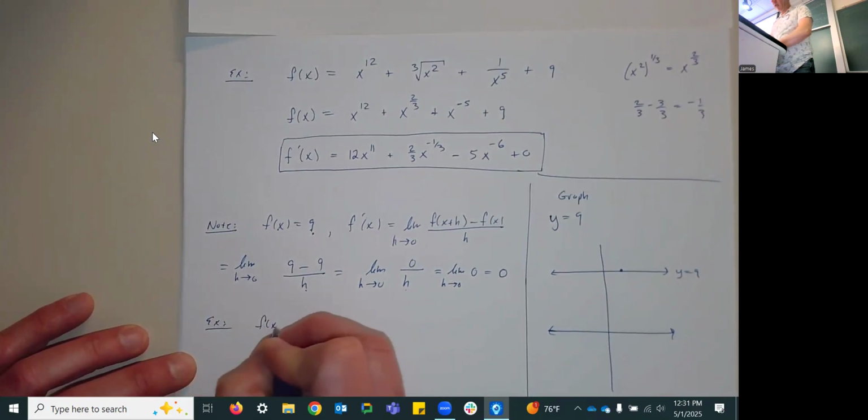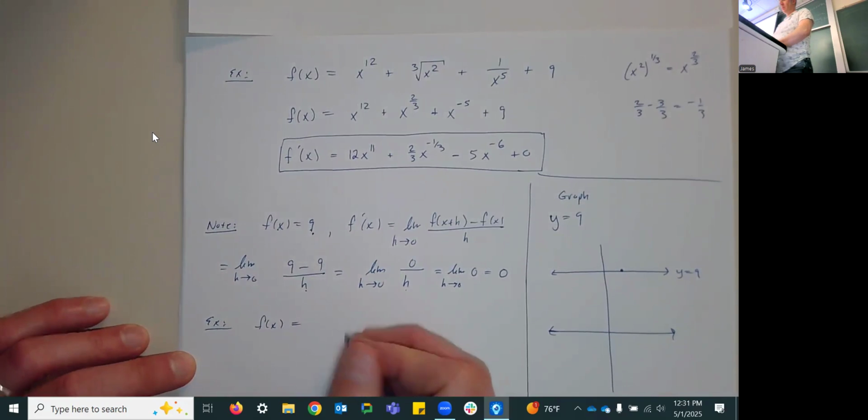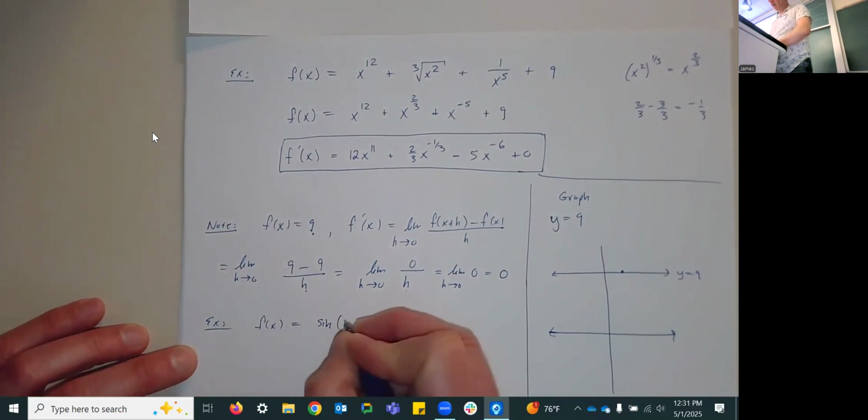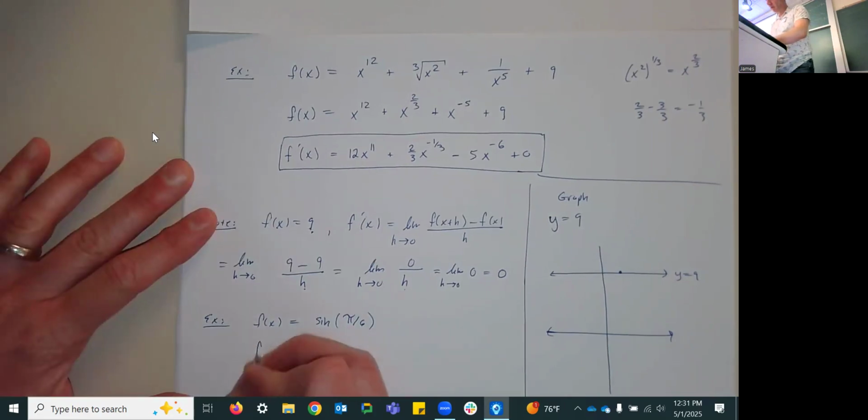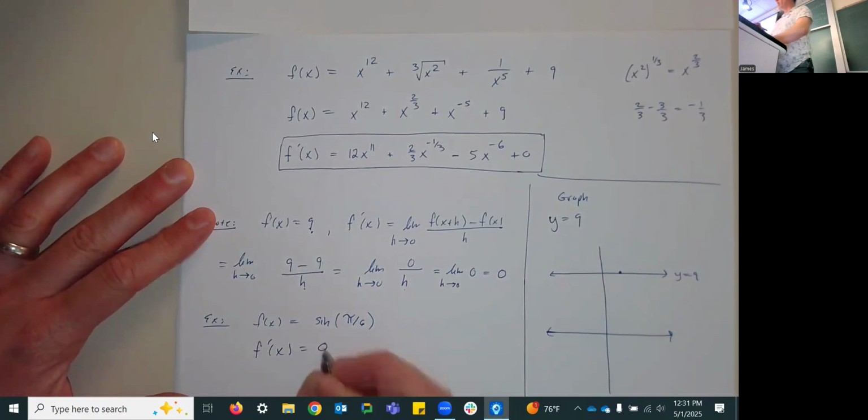if your function is the sine of pi over 6. You may or may not know what that is, but here's what I definitely know for sure. It's not changing. Sine of pi over 6 is just some actual numerical value that is constant. There aren't any x's in there. If you don't see any variables, that thing is constant and its derivative is, everybody, 0.